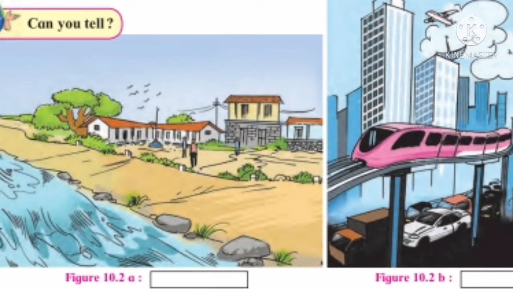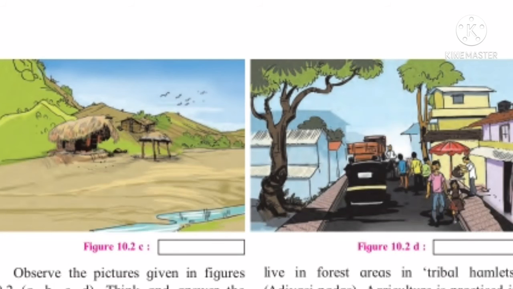So let us observe the pictures given in figure 10.2a, figure 10.2b, figure 10.2c and figure 10.2d. And after observing these pictures, we are going to try to answer the questions given in our textbook, that is page number 63. So, the first question over there is, what all can we see in the picture?